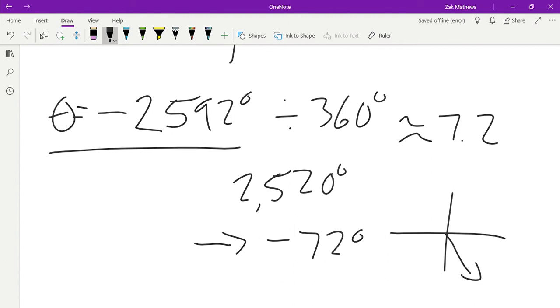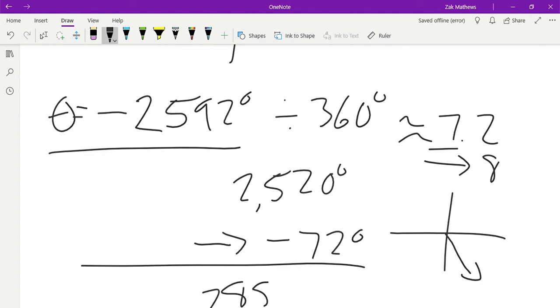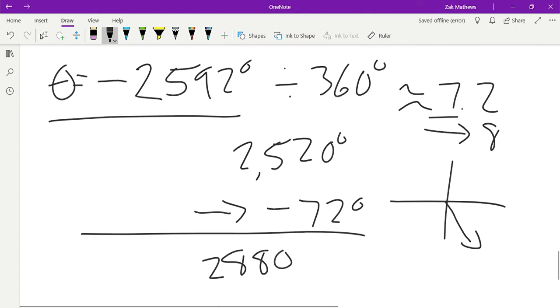Now, some people really dislike working with negatives, and we could have worked around that. We could have said, well, hey, if there are 7 full negative rotations and then a little bit left, why don't I just treat it as 8 full rotations in the negative direction? We'll see what we end up with. So if I take 360 times 8, that gives me 2,880 degrees. I'm going to subtract off the negative amount that we had to start with. So I'm going to take that number and subtract 2,592.